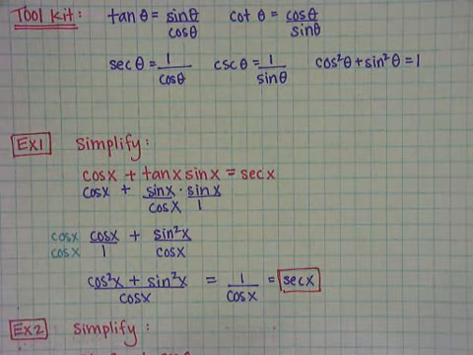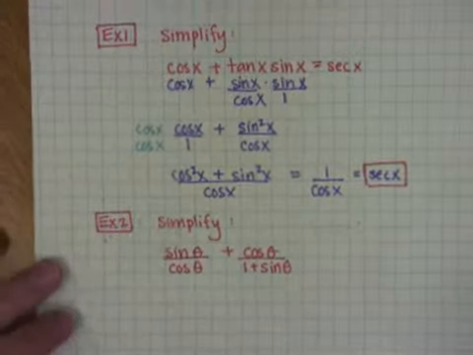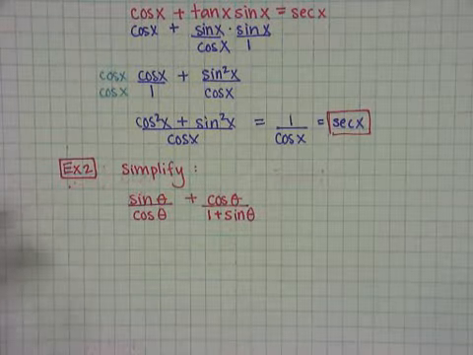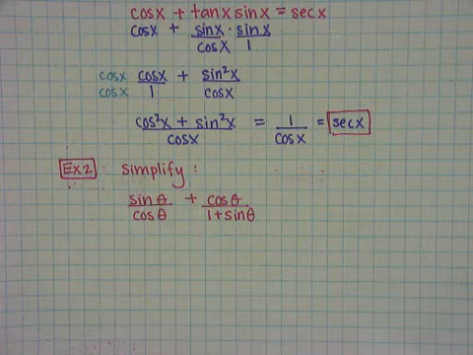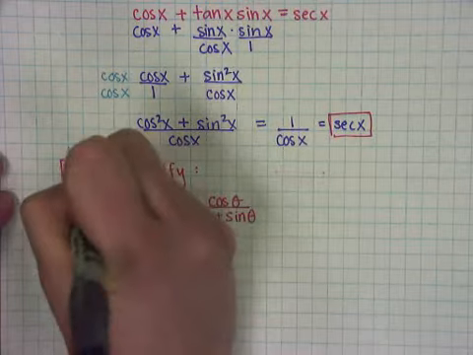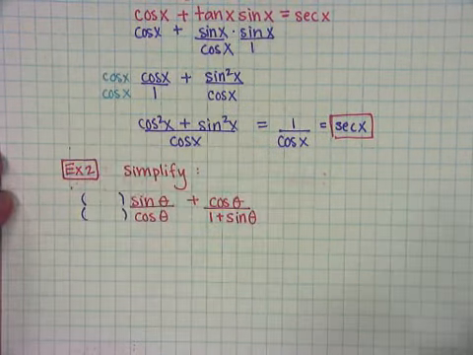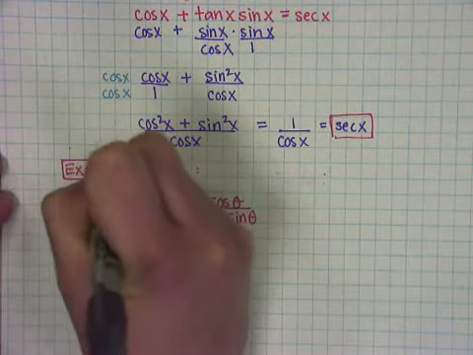Okay, let's try that one more time with just a slightly different example. So here, everything already is in sines and cosines, so it's just going to be a matter of getting a common denominator. Now let's see, to do that, I'd have to multiply both sides, top and bottom, here by 1 plus sine theta.